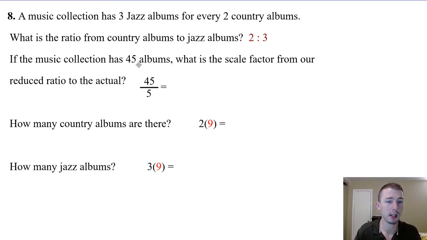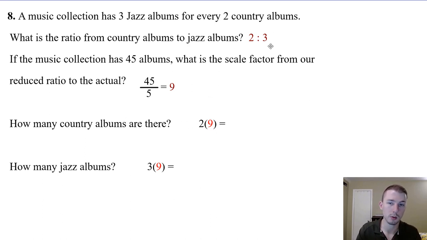If the music collection has 45 albums altogether, what's the scale factor from a reduced ratio to the actual? Well, if we add these two together, this is our reduced ratio, right? We always reduce it. And we're kind of trying to work backwards to find out what it started out with. So if we add those together, that's going to be a total of 5. So in our little small model of 2 to 3, it's going to be 5 altogether. So we're going to go from 5 to 45. So what are we multiplying by? So 45 divided by 5, which is like our image divided by pre-image, would give us 9. So basically our scale factor is going to be 9. So it's 9 times these numbers here.